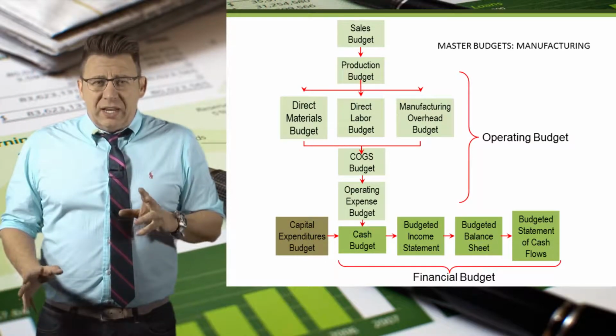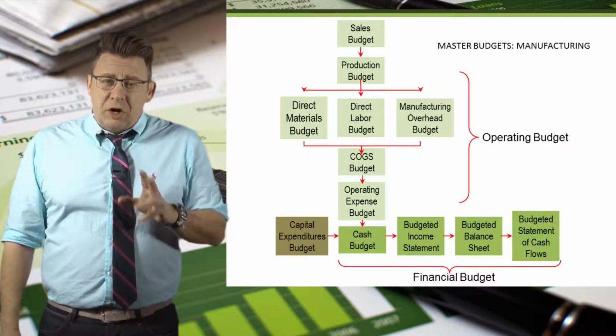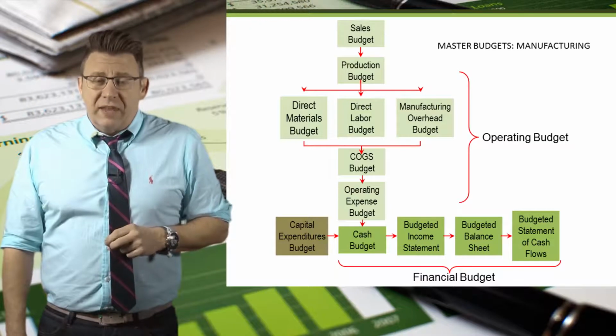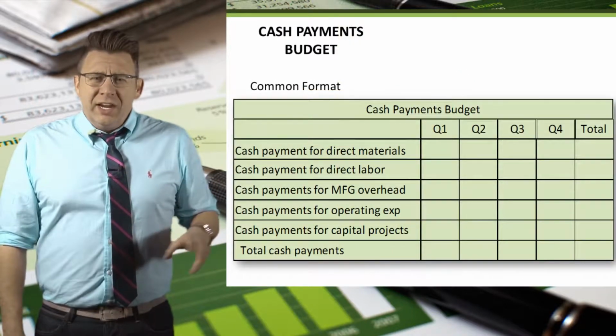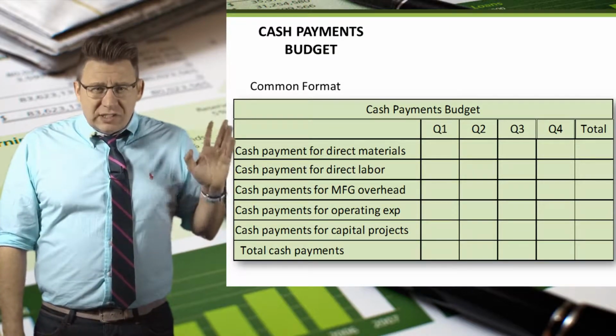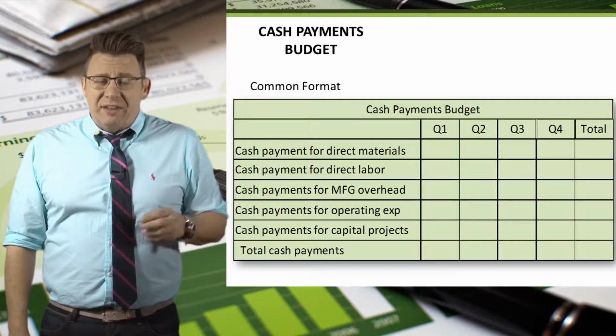This budget can be done either separately, like I'm doing, or as part of the larger cash budget. Either way, we're going to use the results in the cash budget. Here you can see a common format for the cash payments budget. Often it just lists the items that will have cash disbursements.